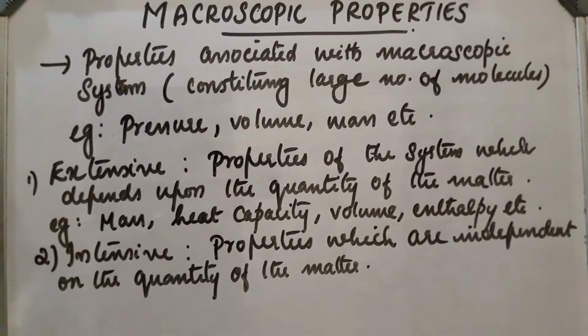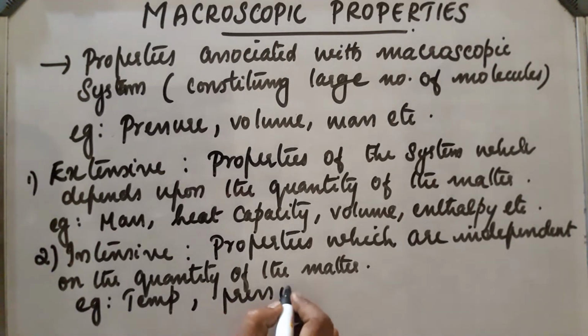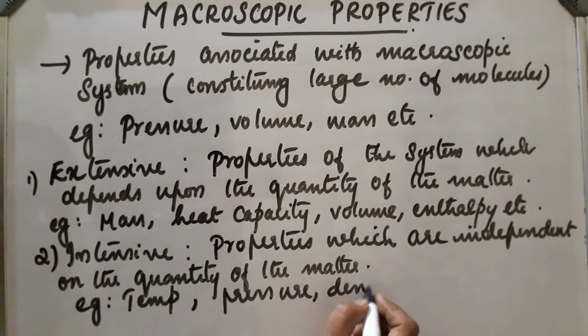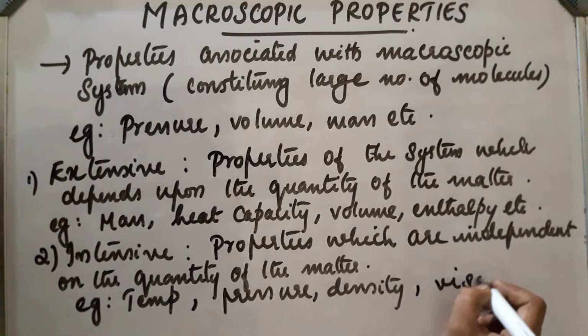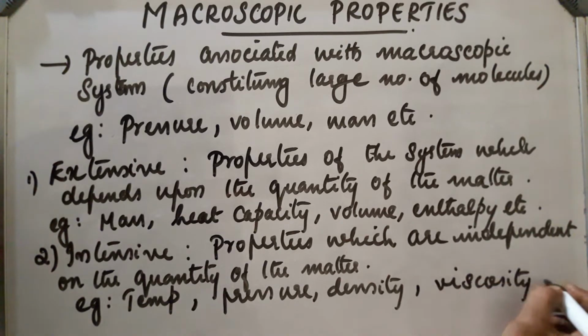For example, temperature, independent of the quantity of matter. Then pressure, density, etc., independent of the quantity of matter of the system. Then viscosity, etc. are examples of intensive properties.